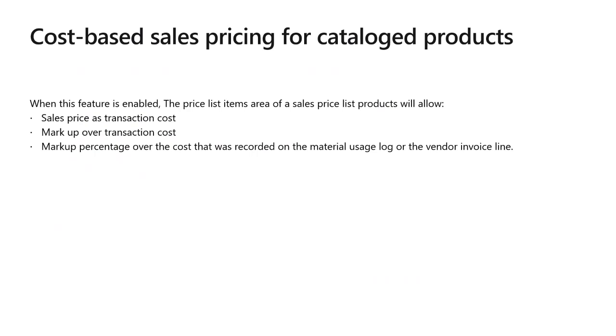In some cases, the sales price is the same as the cost, and in some contracts, the sales price is calculated as a markup in addition to the actual cost incurred. With the ability to set up sales prices for catalog products, customers can leverage the price defaulting functionality in Project Operations to ensure these products are accurately billed.